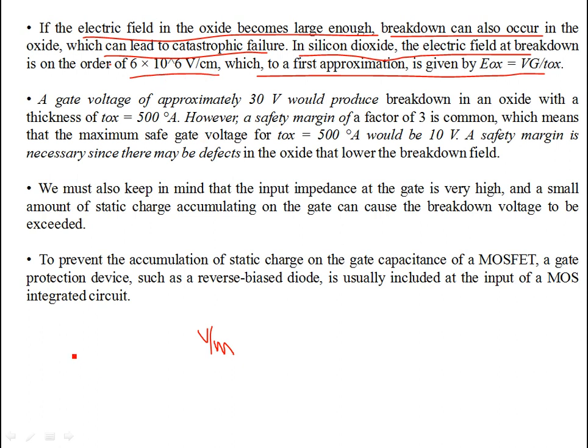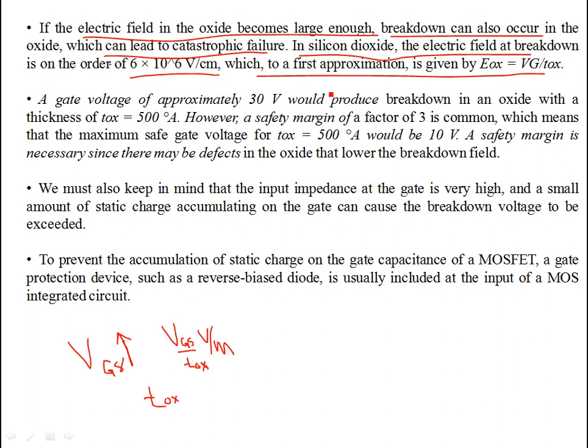Now, as you go on increasing VGS, the electric field increases in the oxide. For small thickness of oxide, TOX, the breakdown is given by VG, the gate voltage, or VGS, divided by TOX. So for small TOX and large VGS, the silicon oxide, which is otherwise an insulator, might start conducting.